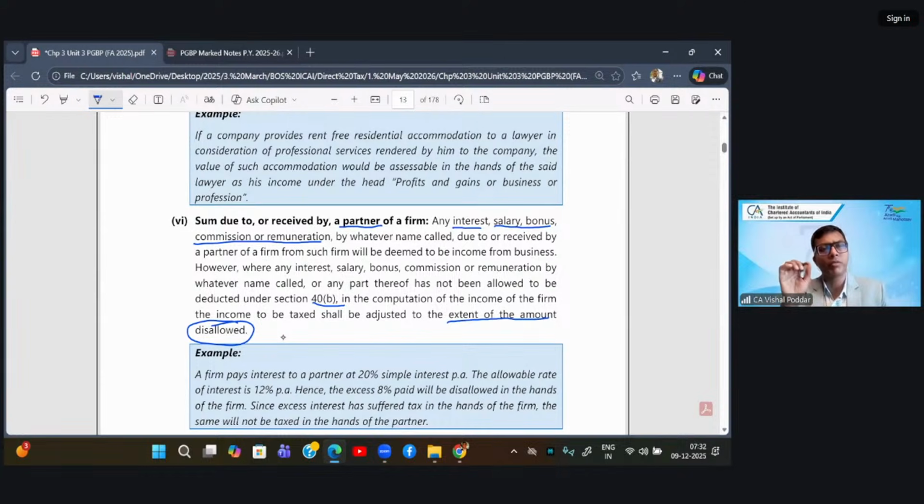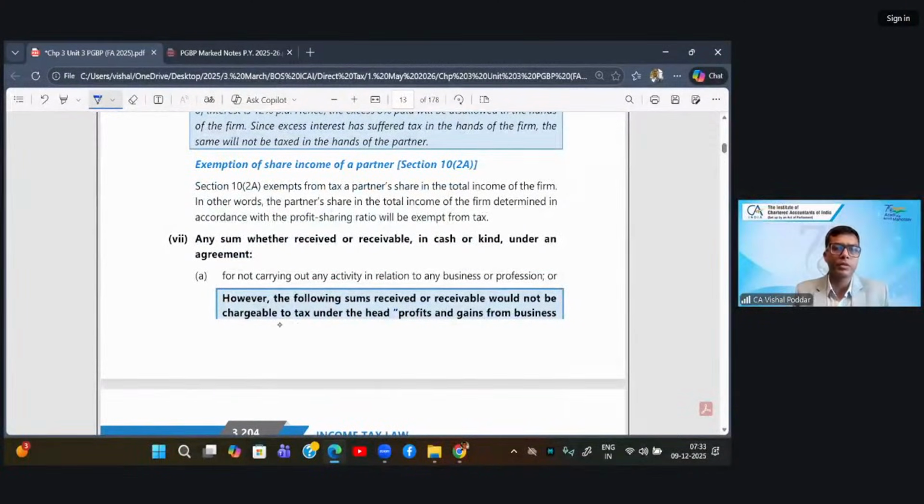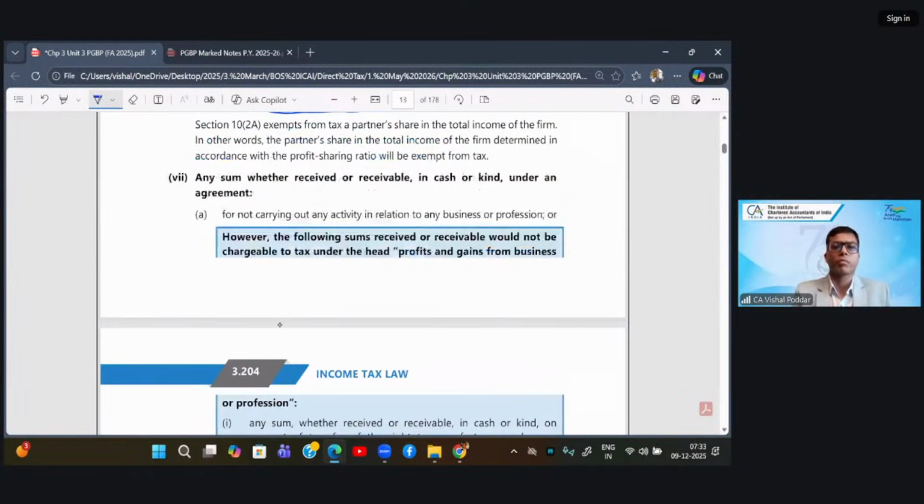What is important is the firm is also giving you share in profit. Just recall your partnership accounts. So you receive interest, you receive salary remuneration, you receive share in profit. Share in profit is exempt in the hands of partner because the firm would have paid tax as their PGBP income. So in our hands, it is exempt. This is the point. Next.